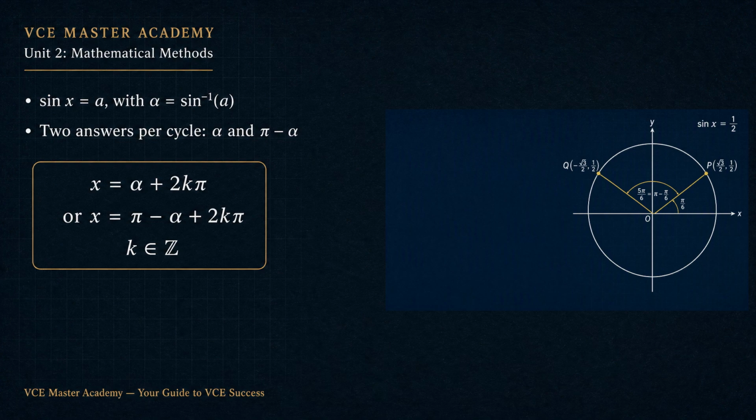Now, sine. Look at the unit circle on the right. Sine is the height. Draw a flat line at height A. It touches the circle twice. One touch is at angle alpha. The other is the mirror angle, pi minus alpha. Same height, 2 angles. So sine gives 2 answers every cycle. Here is the family. X equals alpha plus 2k pi, or x equals pi minus alpha plus 2k pi. K is any integer. Say it slowly. Alpha, pi minus alpha. Add 2k pi to both.